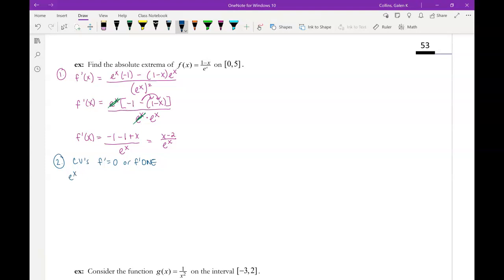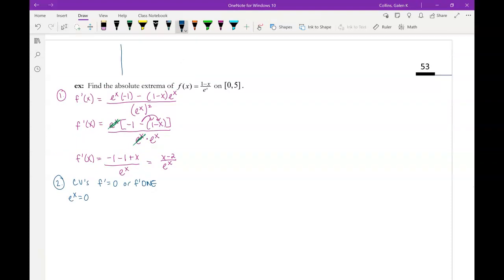So if I set e to the x equal to 0, I should consider that, but remember, e to the x is always positive. We have that ordered pair at 0, 1, and to the left we have that horizontal asymptote, so e to the x is never 0. So you can just go ahead and strike through that. It just shows us that we're considering e to the x, but it never equals 0.